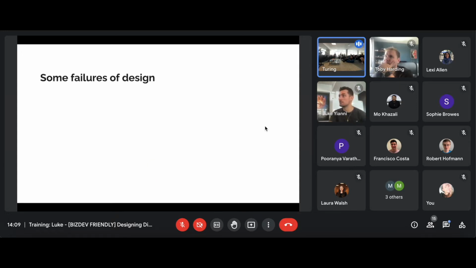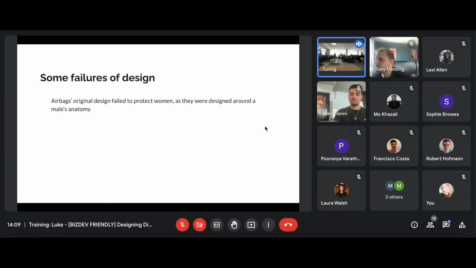Okay, some failures of design. We'll talk about this. Some of these are UK-based. People who aren't in the UK, I'm sorry. We'll get into that. This isn't UK-based, it's everything. Originally, airbags were designed, and the design of them failed to protect women. That's because during testing, they only tested it on men, and not considering the different anatomy that a man and woman had, airbags just were not safe for women to use. So car crashes happened, men were kept safe and women died. This was a huge oversight in terms of uninclusive design, something that could have been considered. That's quite an old example, it's obviously been rectified. But there are more modern ones.